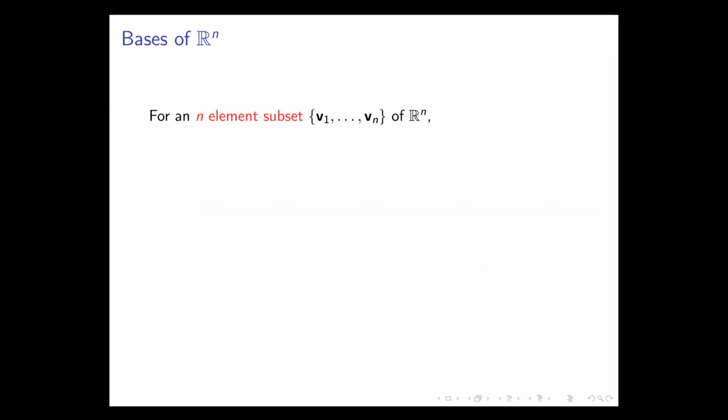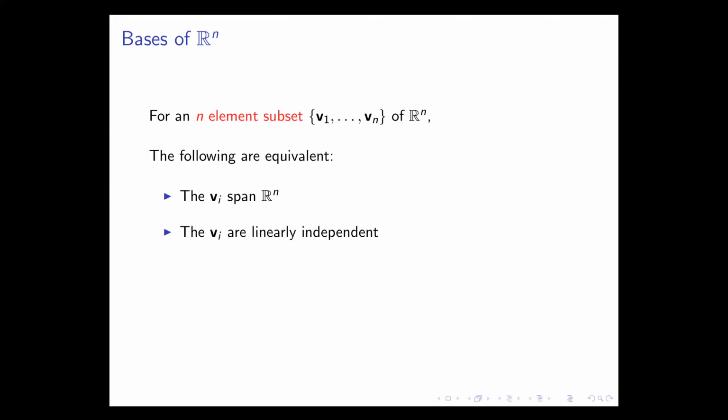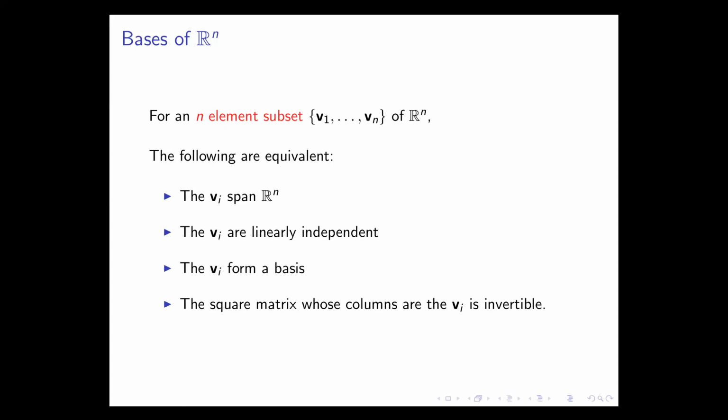For an n-element subset V1 through Vn of Rn, the following statements are equivalent. The vectors Vi span Rn. These vectors are linearly independent. They form a basis. And the square matrix whose columns are those vectors is invertible. So take a minute and absorb every claim here, and then make sure that you understand why each of the statements is true.